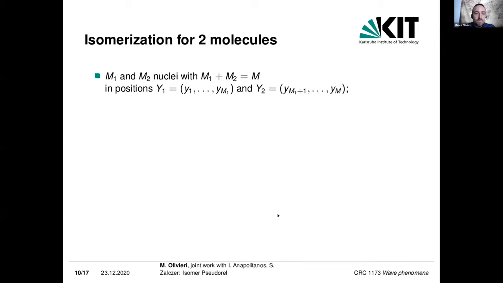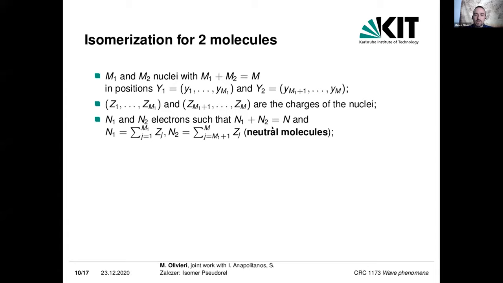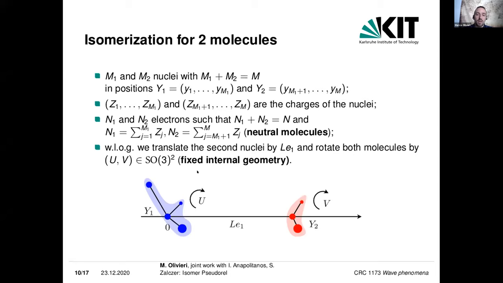So we have two molecules, M1 and M2, with nuclei in positions described by the vectors Y1 and Y2, and relative charges for the nuclei, zeta 1, ..., zeta m1, and zeta m1 plus 1, ..., zeta m, respectively. We are considering neutral molecules, so n1 and n2, the number of electrons for each molecule, sum up to the positive charges in the nuclei. And as I said, we are assuming a fixed internal geometry along the reaction.